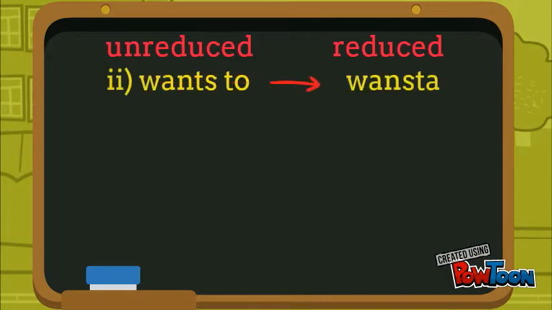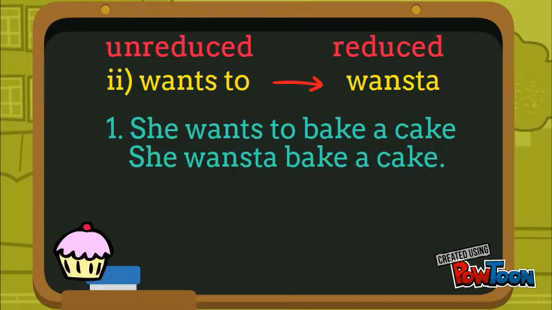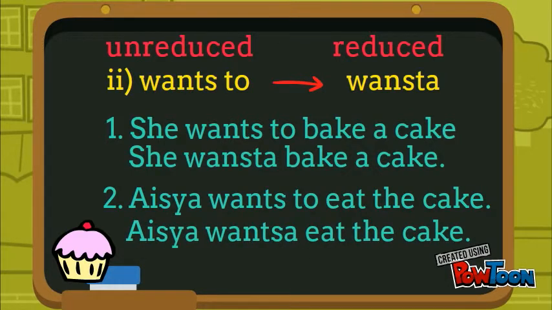The second phrase, wants to, becomes wants to. She wants to bake a cake. The second example, Aisha wants to eat the cake.